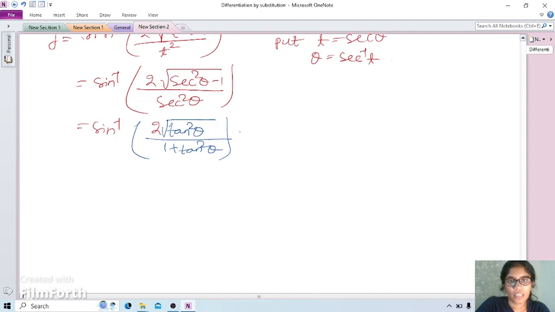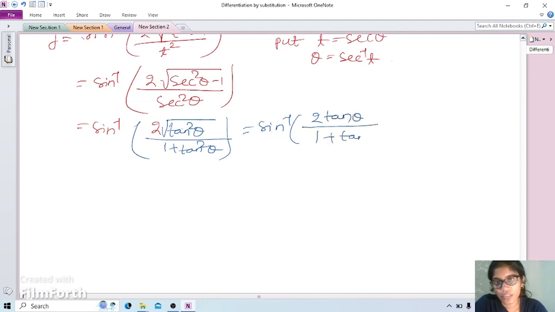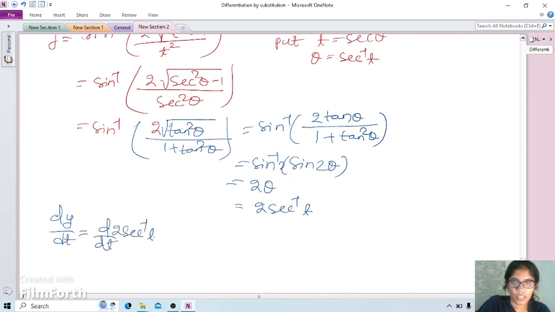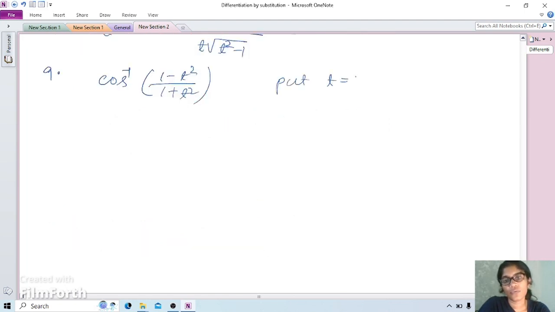So that's why in place of t we put cos theta. That implies theta is equal to cos inverse t, which equals cos inverse of 2 cos square theta minus 1, which is the formula of cos 2 theta, which equals 2 theta, which is 2 cos inverse t. dy by dt is equal to d by dt of 2 cos inverse t, taking 2 constant, and the derivative of cos inverse t equals minus 1 by under root of 1 minus t square, which equals minus 2 by under root of 1 minus t square.